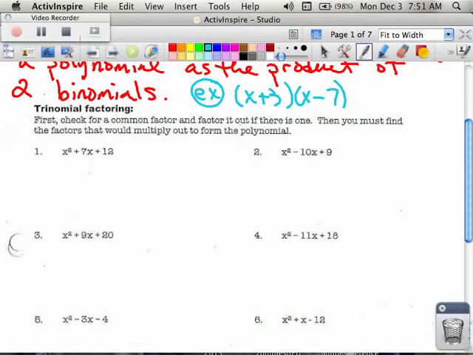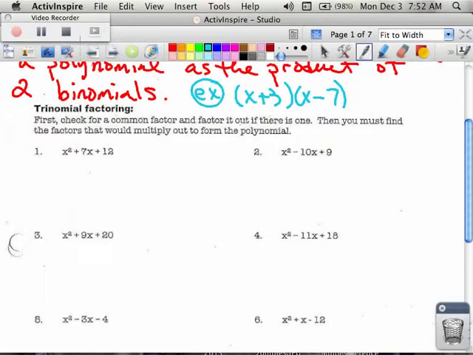So in the process, first we're going to check to see if there's a common factor. That means, is there anything that goes into all of the terms that you see? And then, if there is one, factor that out first, and then continue the factoring process. And then what we're trying to do is usually find two parentheses that multiply to give us what we see as a polynomial.